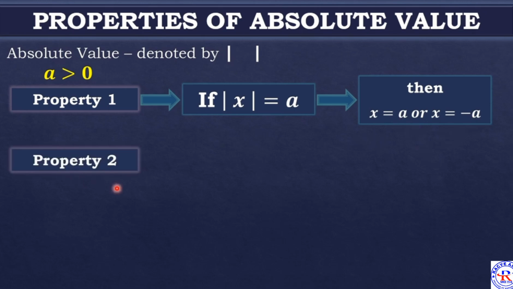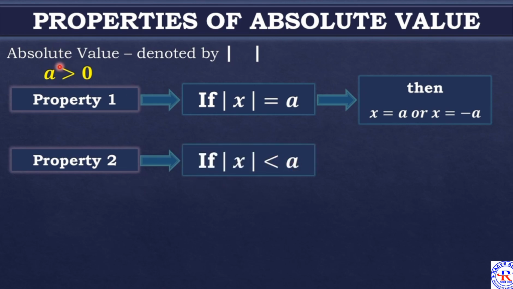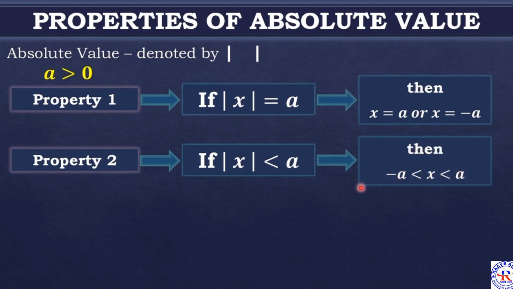Next. In property 2, this is if the absolute value of x is less than a, where a is greater than 0. So if your absolute value of x is less than a, paano natin to isosolve yung inequality na merong absolute value? And the inequality is less than, then x is greater than negative a but less than a. So ito po yung gagawin natin. Okay? Actually, mukha siyang mahirap pero madali lang po siya. Basta alam po natin yung pag-solve ng linear inequality at equations, madali na lang po pagdating dito sa absolute value.